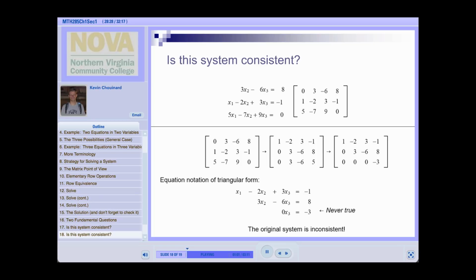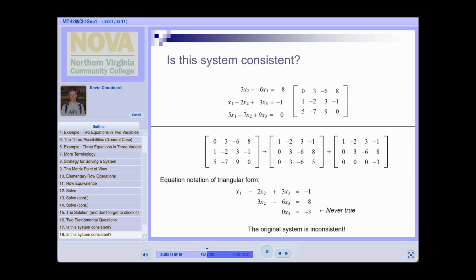As we move from that first augmented matrix to the second one, we're actually doing two steps at once. The two steps are, number one, we're flip-flopping the first row and the second row. They change places. That's an allowable step. And second of all, we're adding 5 times the row, that is 1, negative 2, 3, negative 1. We're multiplying that row by negative 5 and adding it to the row that starts with a 5. And when we do that, we get a new third row that is 0, 3, negative 6, 5.